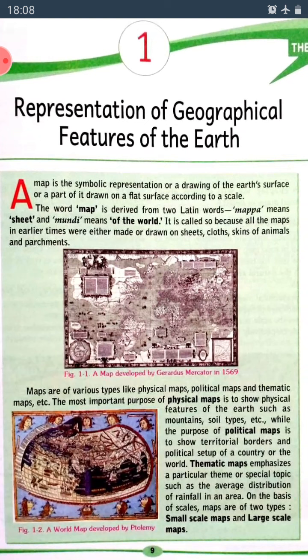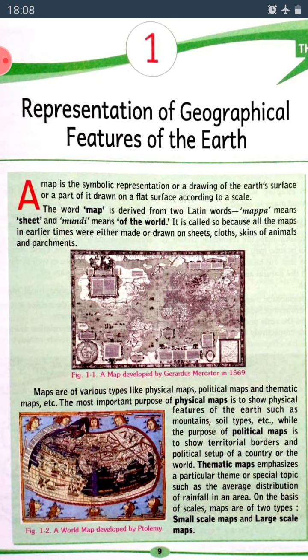Hello students, today I am going to revise lesson 1. As you know, we had only 3 lessons in the syllabus. So now the revision is going on. So I am starting with the first lesson, that is representation of geographical features of the earth.